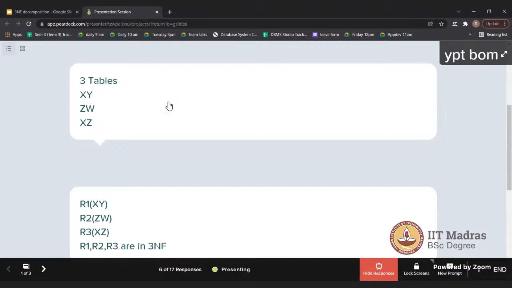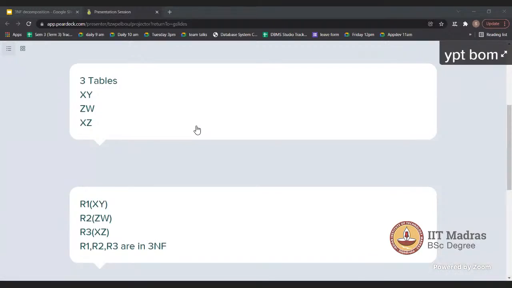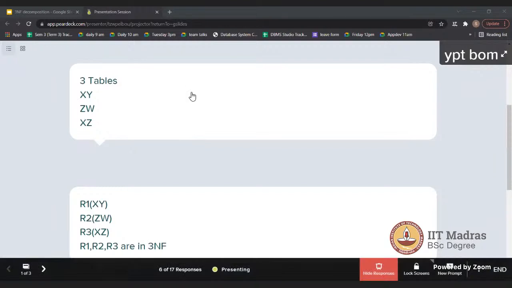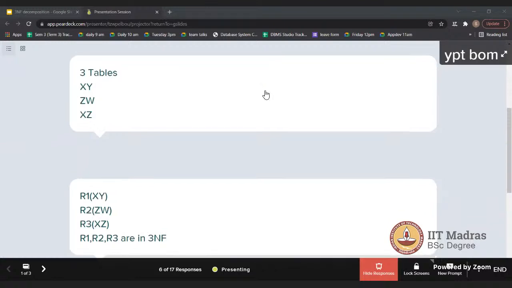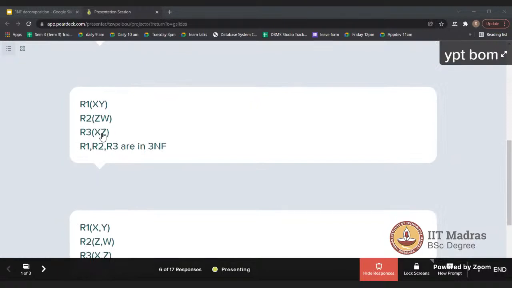So those who have given the right answer, can you explain your approach? Yes, sir, I can explain. According to the given relation, XZ will be the candidate key. So there are partial dependencies X to Y and Z to W. So we have to decompose them. We'll decompose them into XY and ZW, and to preserve the lossless join, we will also consider XZ as a table. Yeah, good. R1 XY, ZW, and XZ.